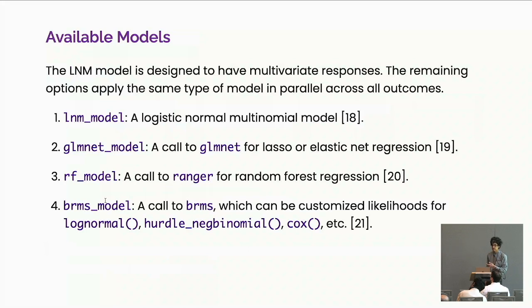Here are the kinds of models that we have implemented right now. So LNM, this is the compositional model. A lot of my background is microbiome, so I wanted to make sure that's there. Glmnet, it's a wrapper for glmnet. We just fit it separately for every single node. So if you have many outcomes, you can fit a separate glmnet for each of those outcomes. Random forest for nonlinearity, and we also have a wrapper for brms. This is helpful for sparse modeling.